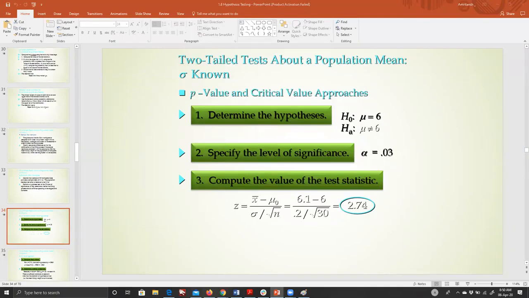If you were to use the maths, you will get 6.1 minus 6, where 6 ounces is the mean filling weight, the assumed one, of course, divided by 0.2 over the square root of 30. If you do this maths, you should get 2.74. Now, as you can see, this is positive, but the problem is two-tailed.